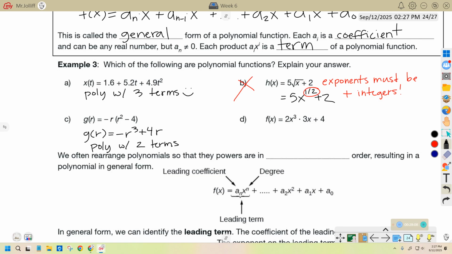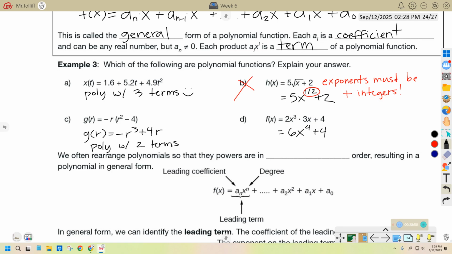F of x equals 2x cubed times 3x plus 4. Jackie. It is? Is that a yes? Jackie says yes. Can I get a thumbs up if we agree with Jackie? I see some nodding and some thumbs up. Very good. I'm inclined to agree with Jackie, because if I multiply that first term, I just get 6x to the 4th, and that matches that pattern. Positive exponents. Yeah. Nice, pretty coefficients. Yay.